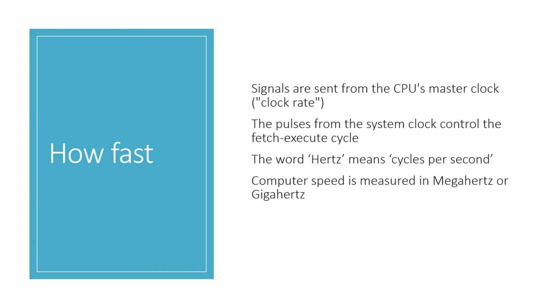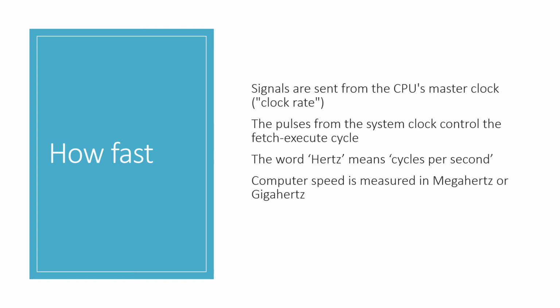It goes very fast, but exactly how fast? Well, signals are sent from the master clock inside the control unit. And the speed at which these pulses come out is called the clock rate. And the cycles of the fetch execute cycle are timed by the pulses of the clock. The clock is actually a crystal which vibrates at a very regular speed when electricity is sent through it. And those vibrations control these pulses of electricity that go spreading through the computer.